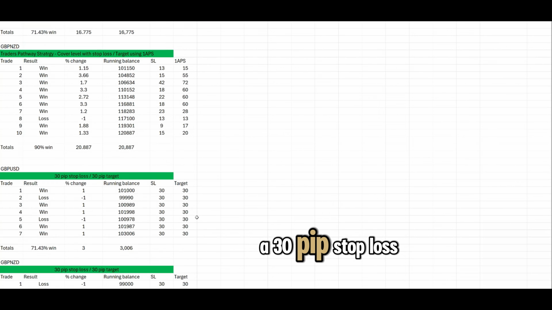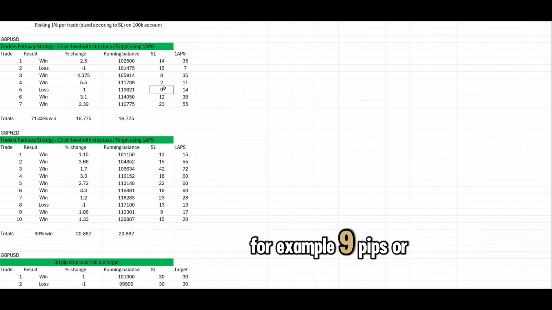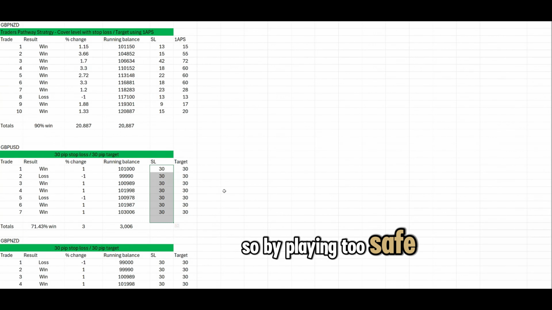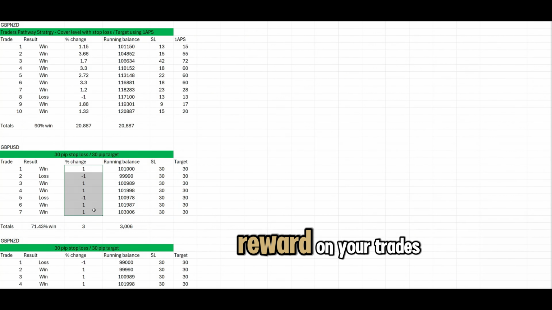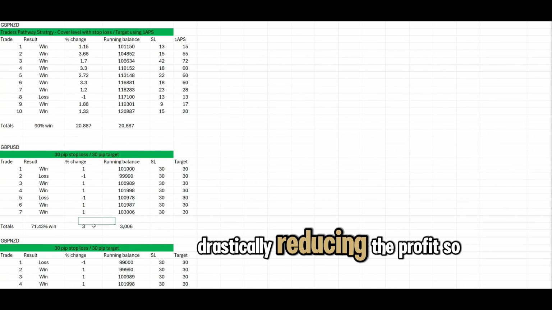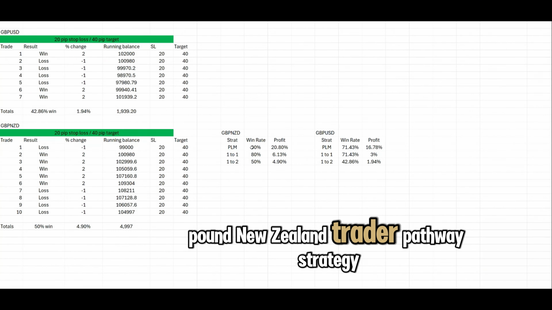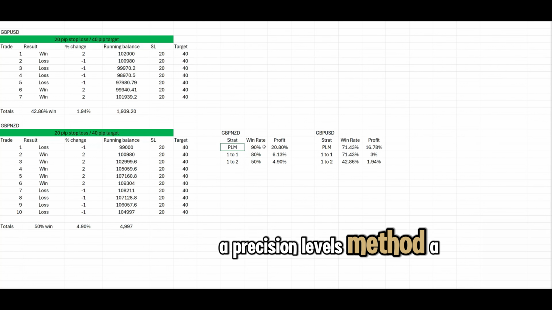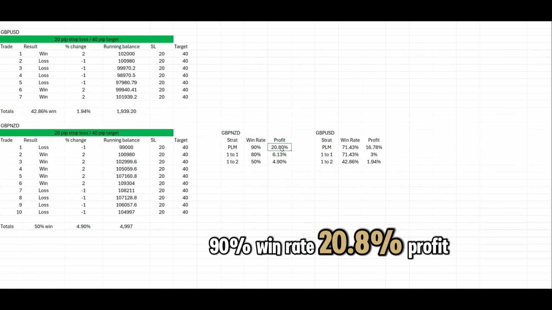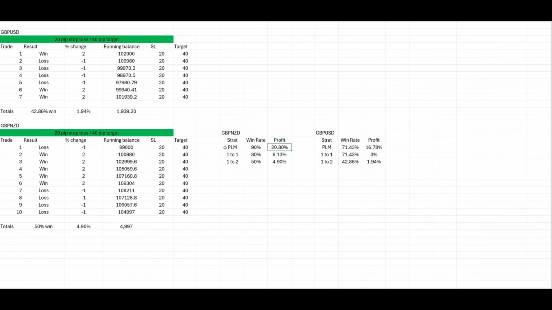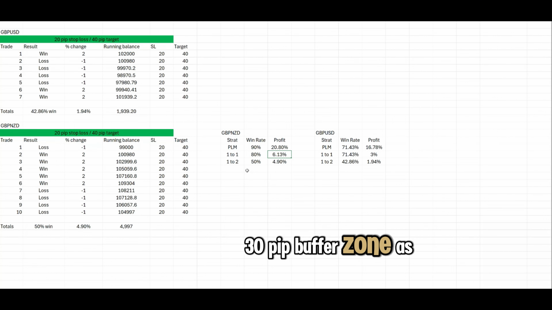So why do you need a 30 pip stop loss when the zone might only be, for example, 9 pips or even 2 pips? By playing too safe, you're drastically reducing your risk reward on your trades, drastically reducing the profit. If we look at Pound New Zealand, Traders Pathway strategy, precision levels method: 90% win rate, 20.8% profit. 1-to-1: 80%, so not too much difference in the win rate, but the profit drops well off, all because you've got that 30 pip buffer zone as a stop loss.